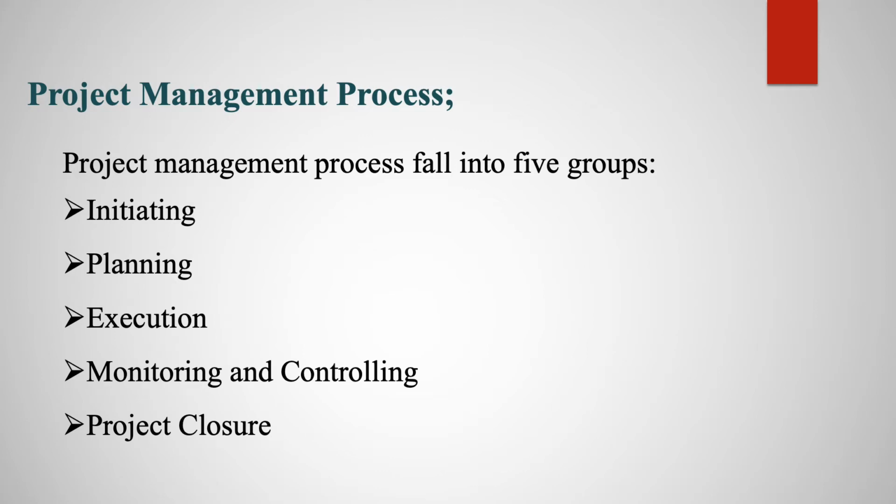So project management processes fall into five groups. The first phase is initiating, the second is planning, then execution, monitoring and controlling, and finally project closure.